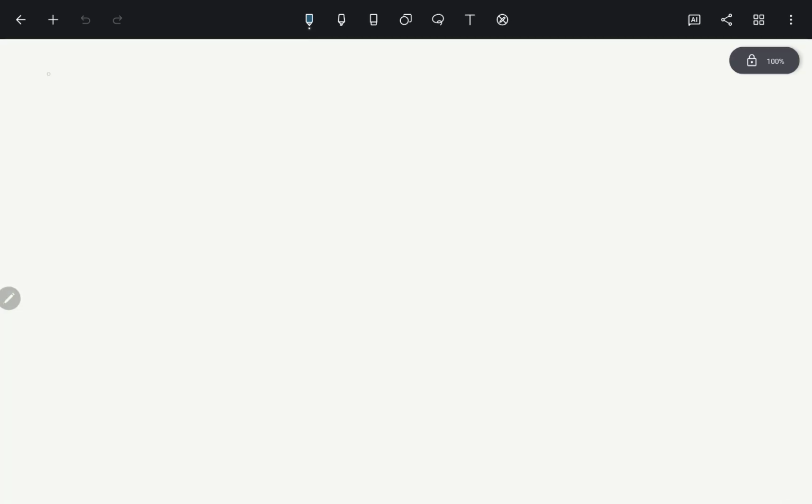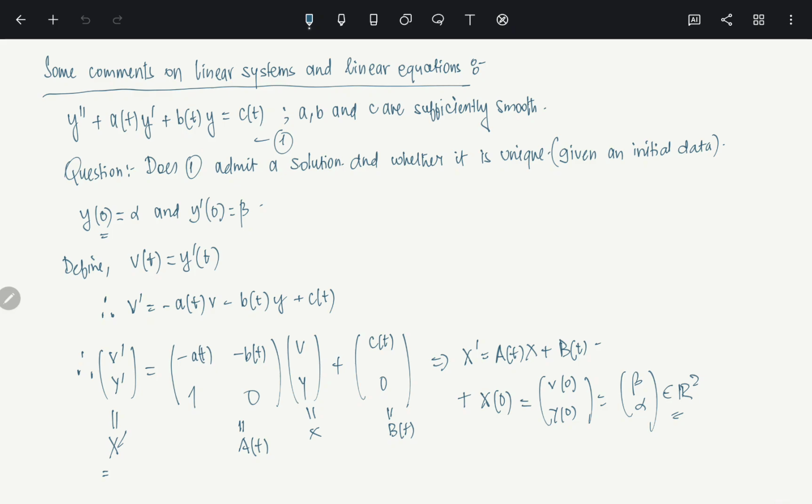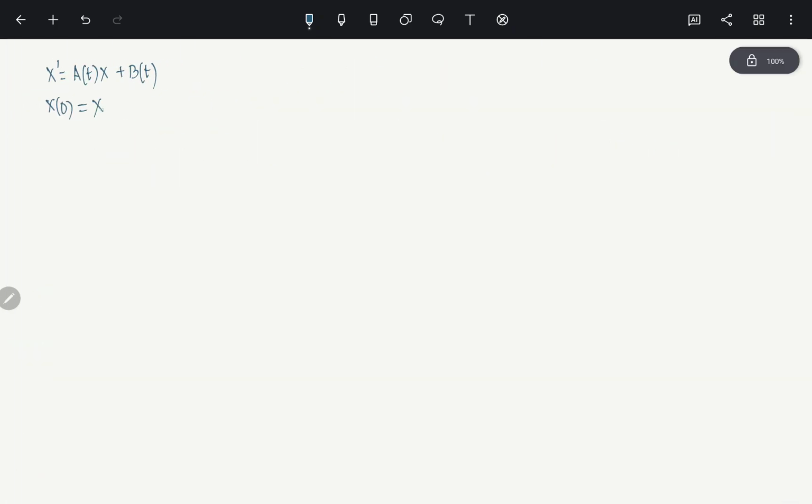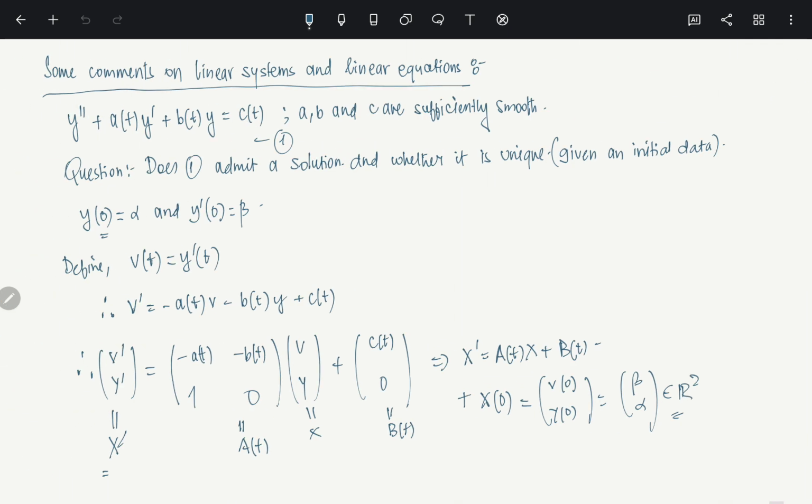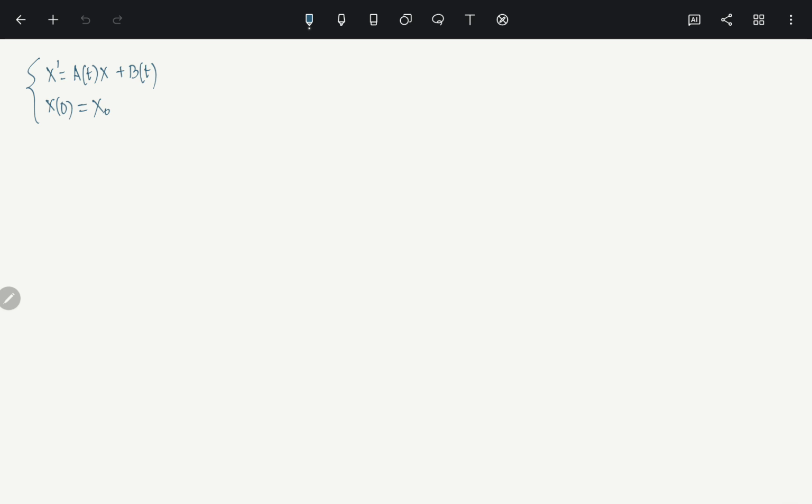This problem looks like this: x prime equals A of t times x plus b of t, and x at the point 0 is given by some vector. Let's just call it x naught. So this is what it boils down to. If we want to know whether it has a solution or not, we need to know whether this system has a solution or not. Let's just call this system star.